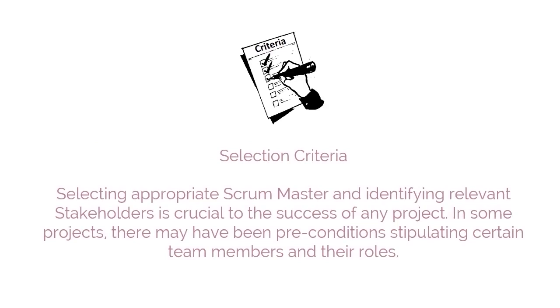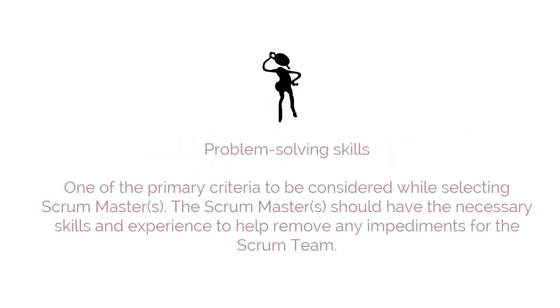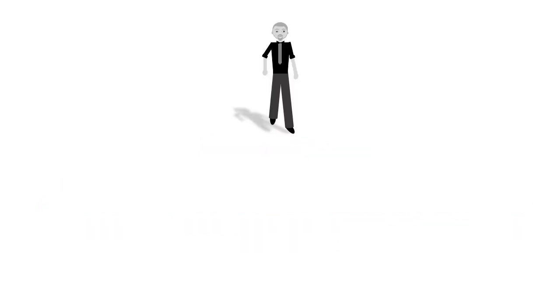In some projects, there may have been preconditions stipulating certain team members and their roles. When there is flexibility in choosing the Scrum Master, the important selection criteria are problem-solving skills. This is one of the primary criteria to be considered while selecting Scrum Masters. The Scrum Masters should have the necessary skills and experience to help remove any impediments from the Scrum team.